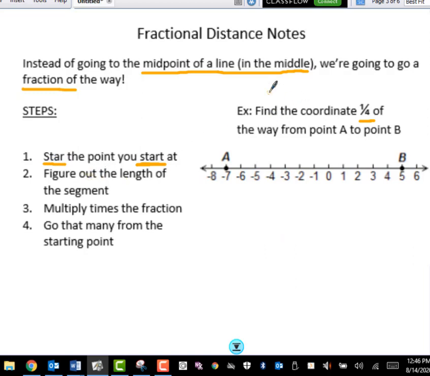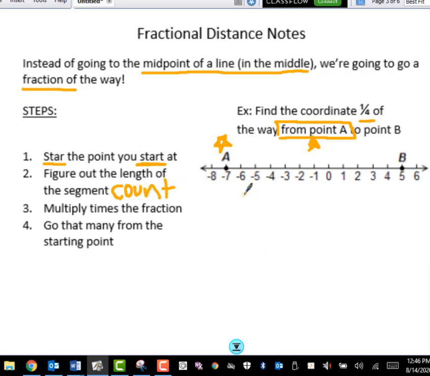Now how do I know? Well, I got to read the question. And the question says find the coordinate 1/4 of the way from point A. This tells me that that is where I'm supposed to start counting at. So then I'm going to star point A on my picture. Okay? So then step 2, figure out the length of the segment, aka count from A to B.